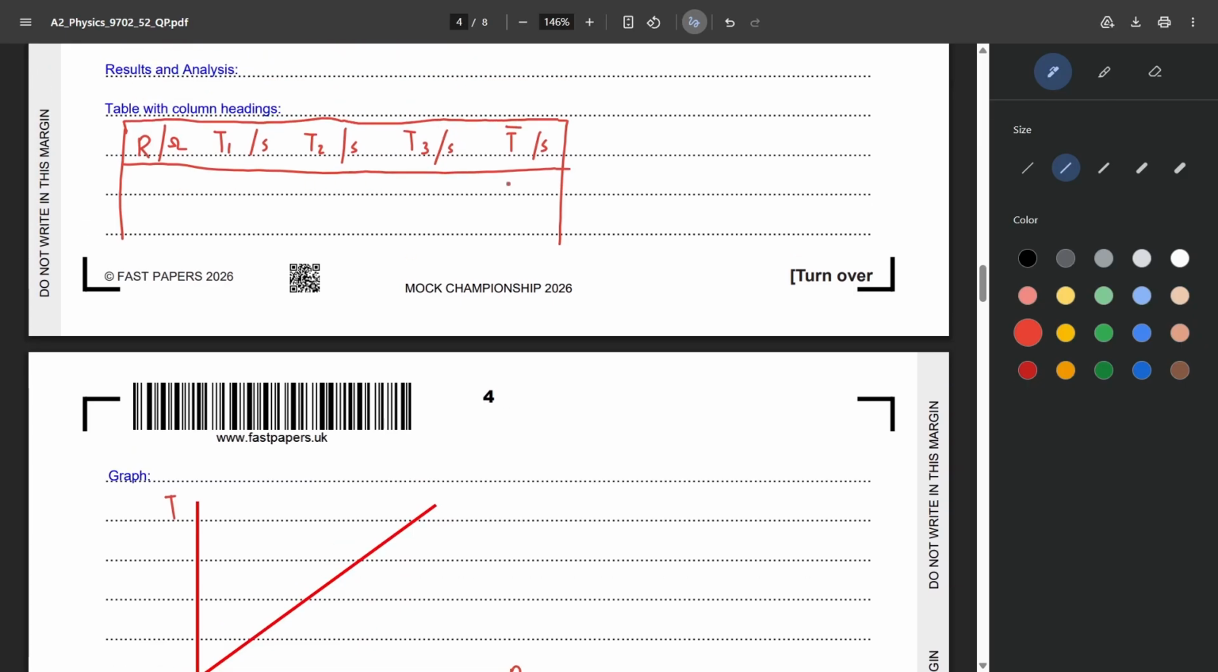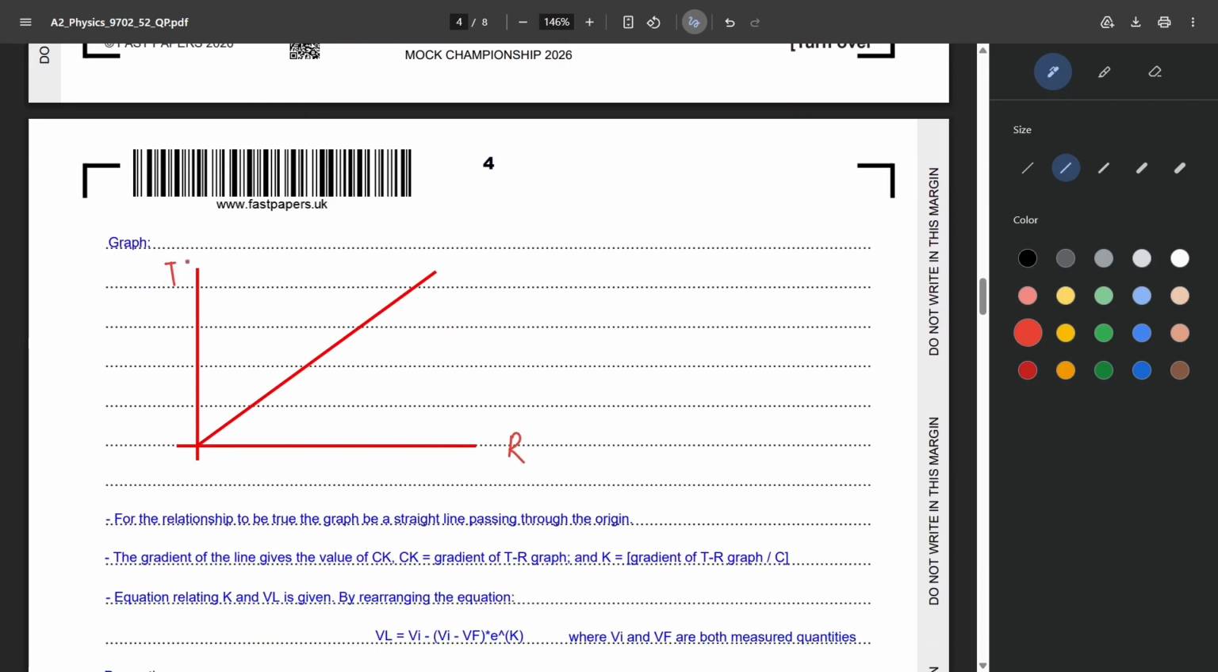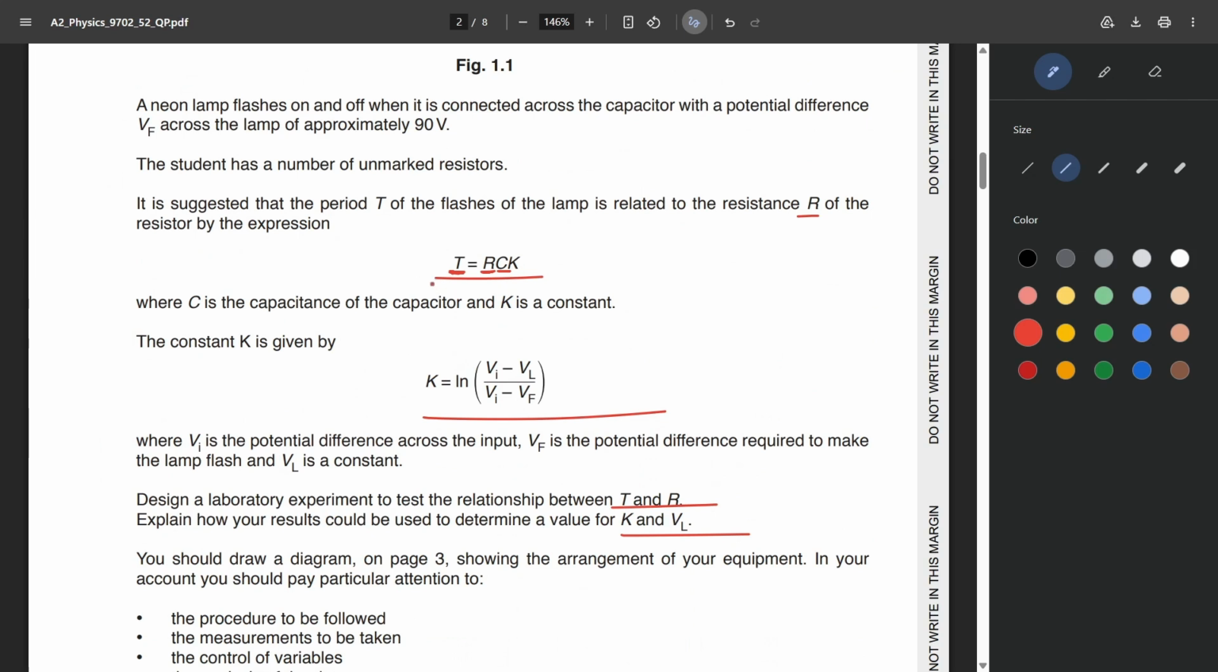Now, after finding the values of time, average time, and resistance R, we plot a graph with R on the x-axis and T on the y-axis. This equation tells us that T is equal to a constant, K times C. Let's denote that using another letter, say a constant M, times the resistance R. This is very similar to the equation of a straight line, y equals m times x plus c. Here, the value of c is 0, so the y-intercept is going to be 0, and x is the variable R. So the gradient is going to be the product K times C.